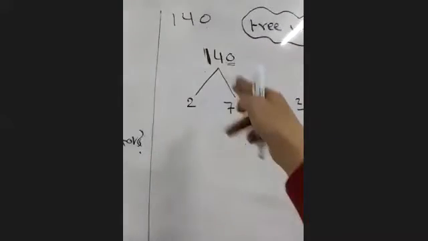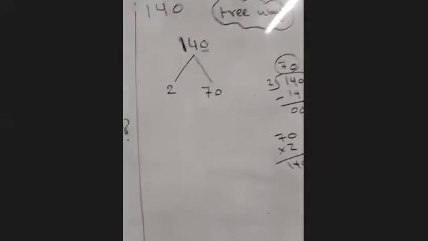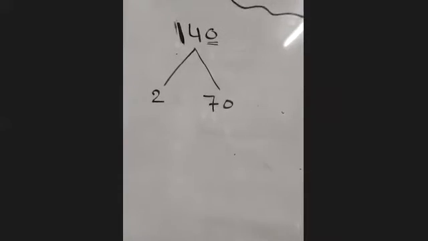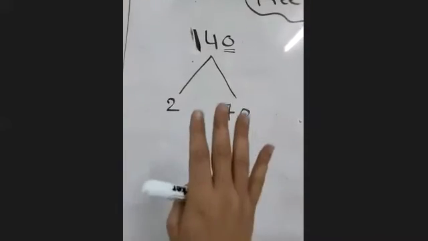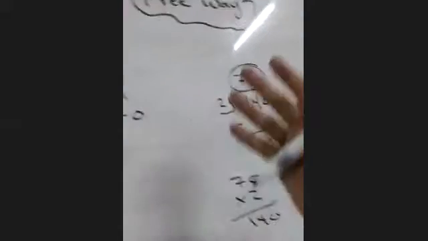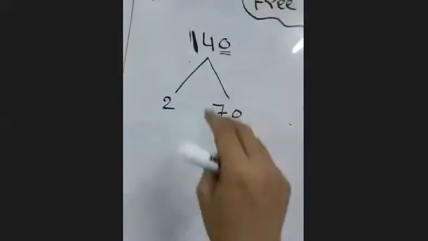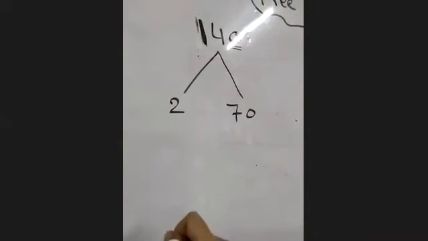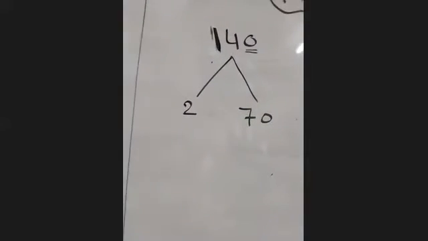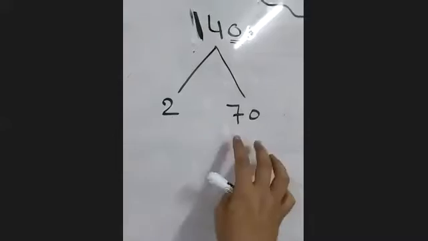We make them like this, a three-way. So think about two numbers that, if you multiply them, you get 140. Think, divide, check, guess, get two numbers. Now we will do the same for these two numbers.